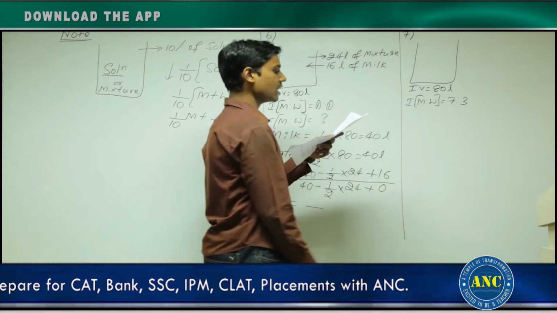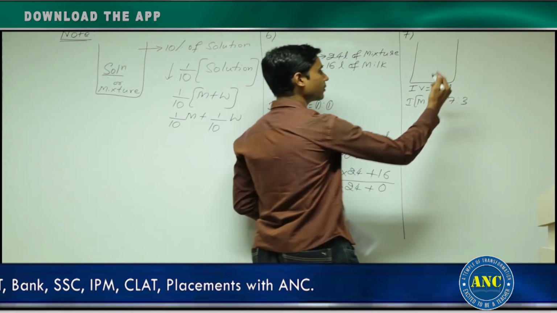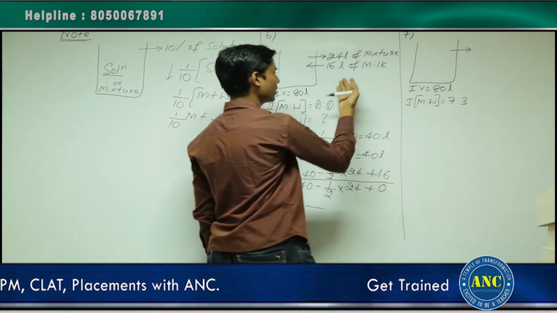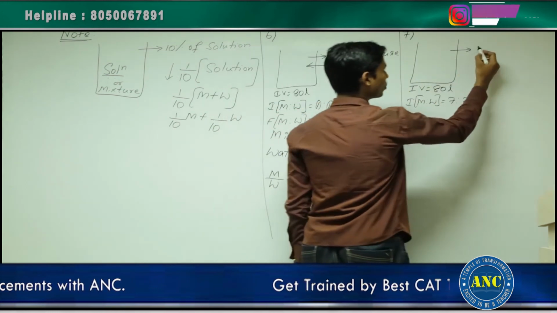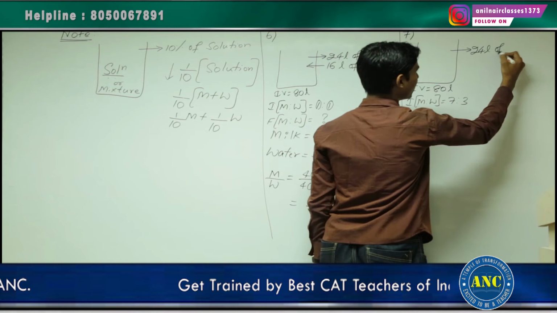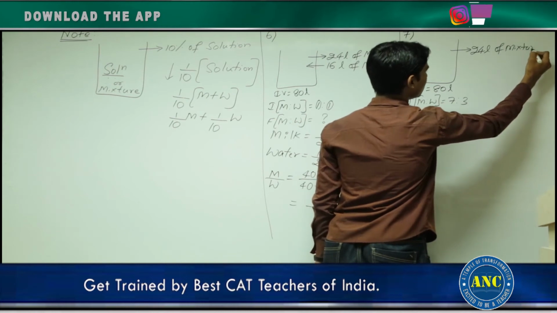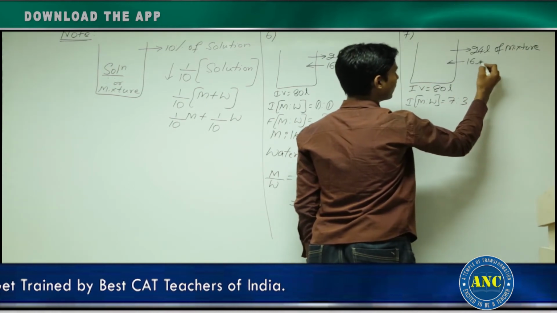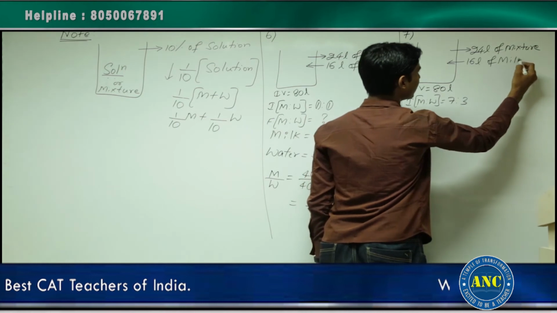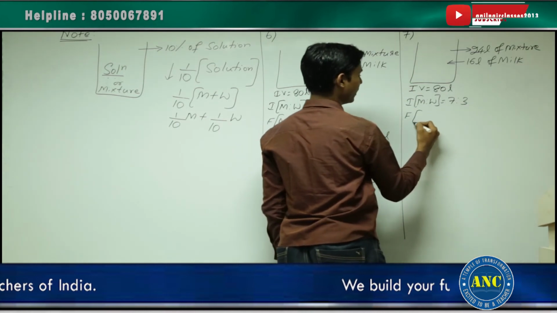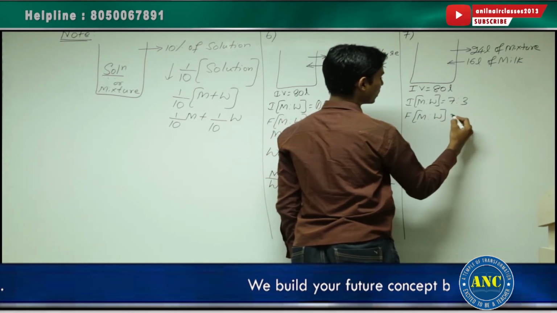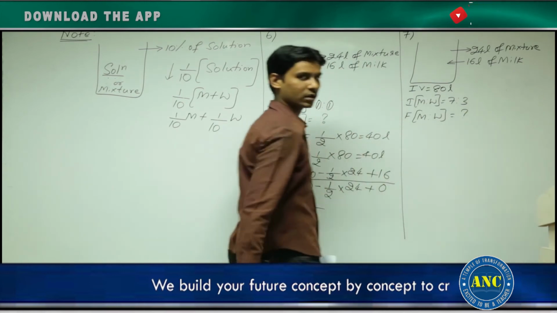7:3. If 24 liters of mixture is replaced by 16 liters of milk, same question, both are same, only the ratio is different. So 24 liters of mixture I am taking out and I am replacing it with 16 liters of milk. You are asked to find the final ratio of milk and water in the result.